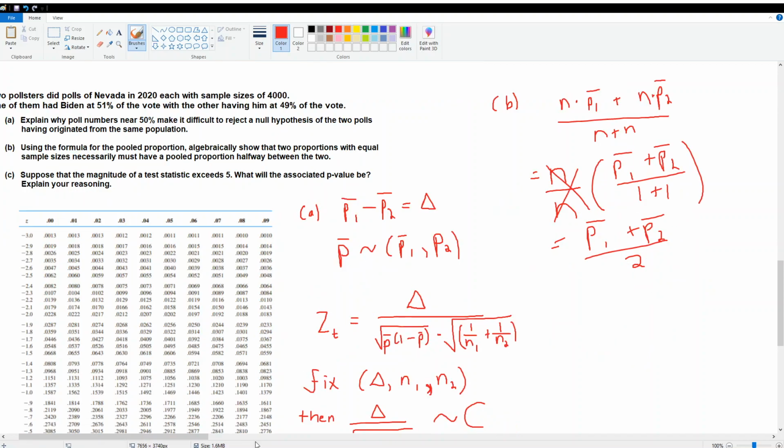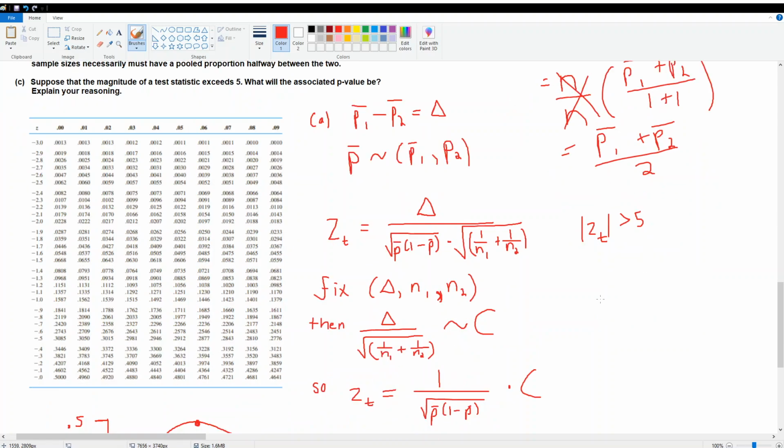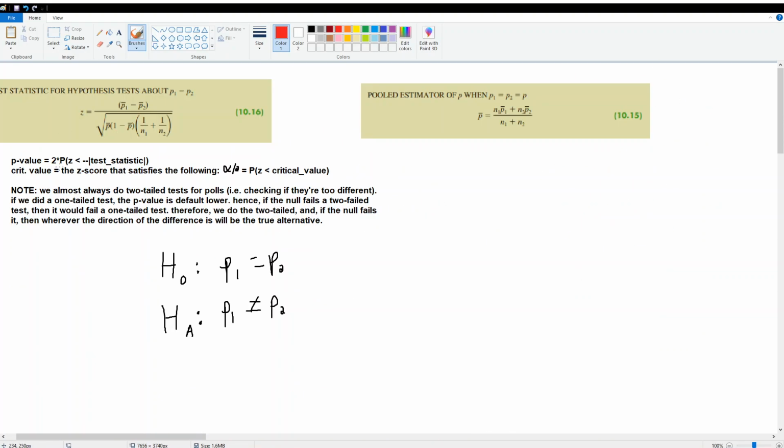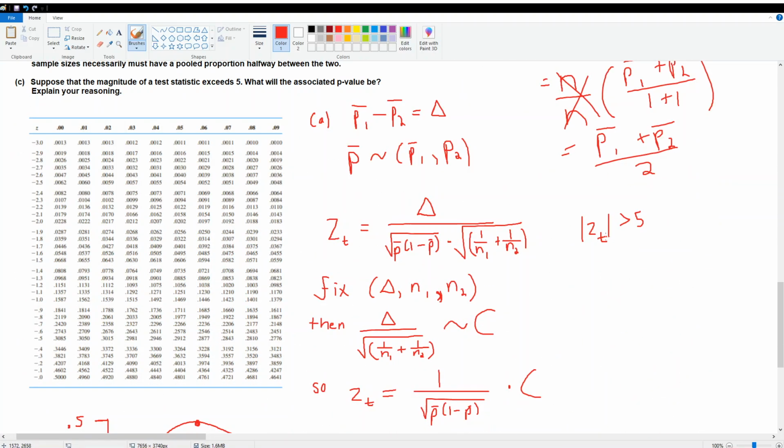Finally, for part C, suppose that the magnitude of our test statistic exceeds 5. What will the associated p-value be, and explain your reasoning? Well, if the magnitude of our test statistic exceeds 5, then the absolute value of zt must be greater than 5. Okay, so we're asking ourselves, based on our formula, our p-value is 2 times P(Z is less than the negative absolute value). So let's take the lowest possible one. What is the value of 2 times P(zt is less than negative 5)?